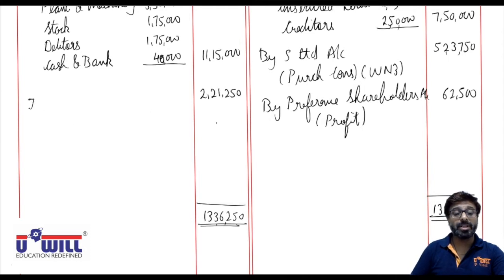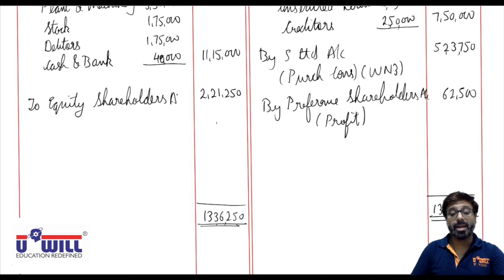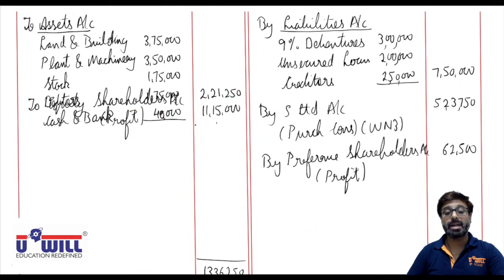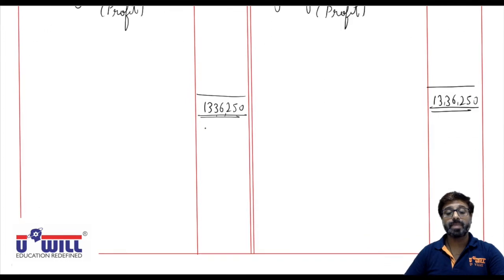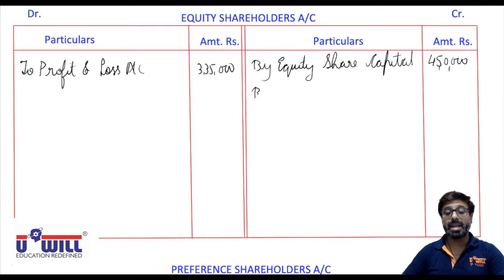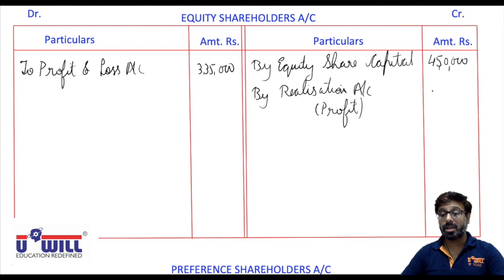That is the profit. It will be transferred to equity shareholders account, in bracket profit. Opposite side in equity shareholders account by realization account, in bracket profit, 2,21,250.